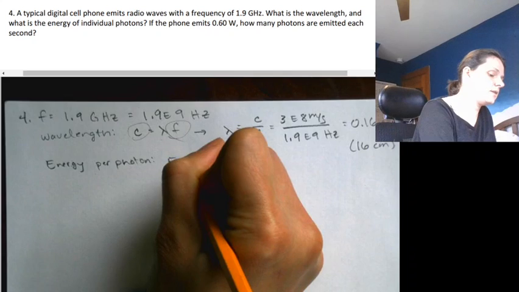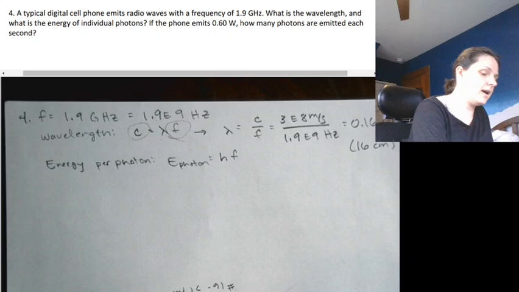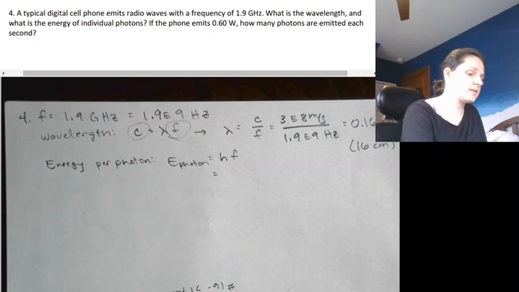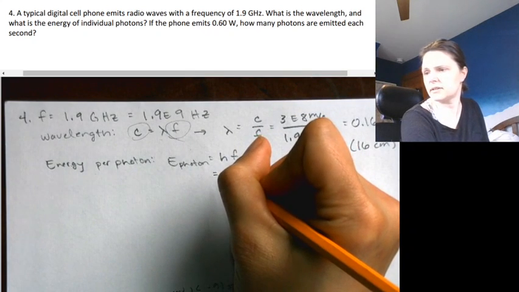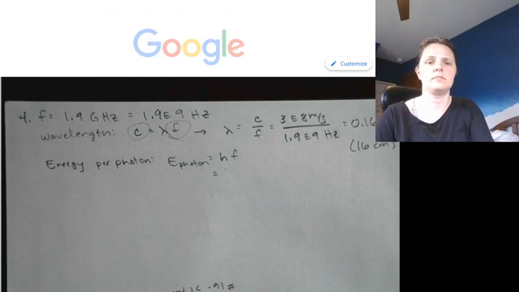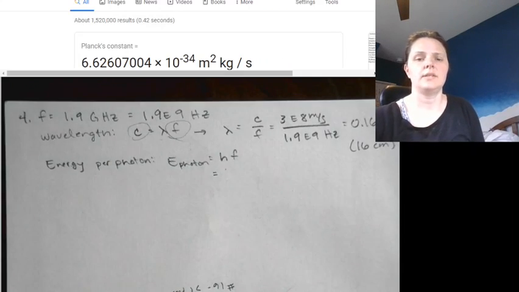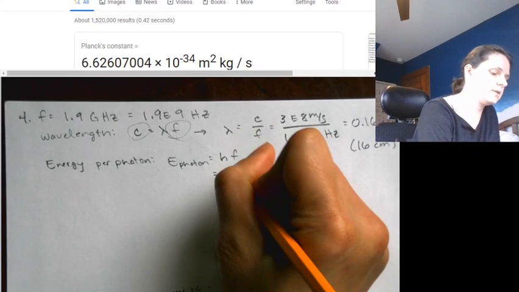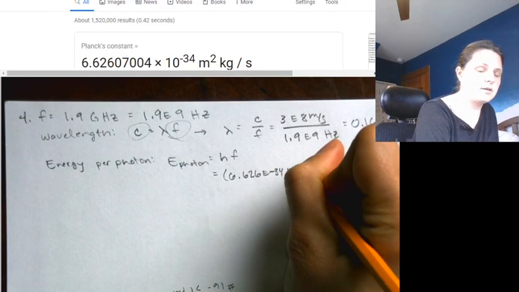Say that E photon is H times F. So that is, Planck's constant is 1.26 times 10 to the negative 24th. No, that's not right. I didn't write down Planck's constant. Let's go look it up. 6.626 times 10 to the negative 34 meter squared kilogram per second.